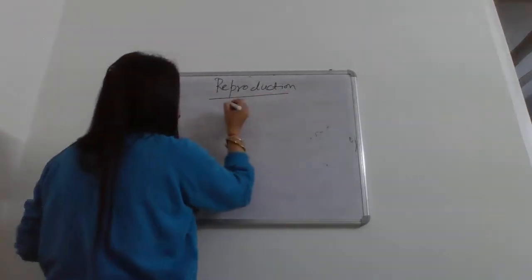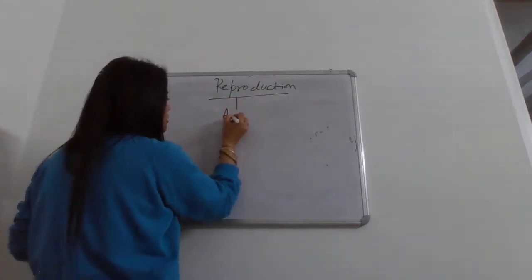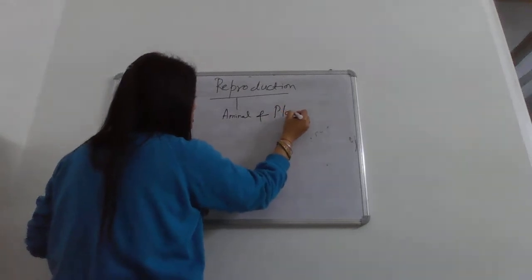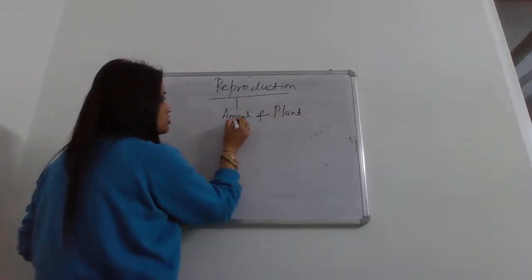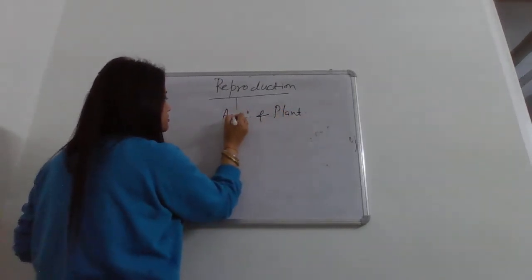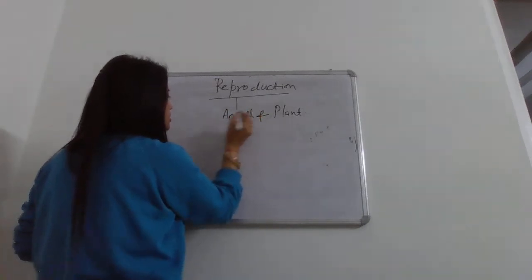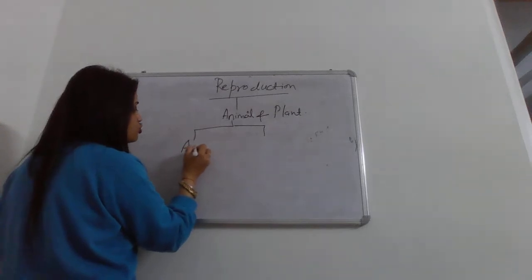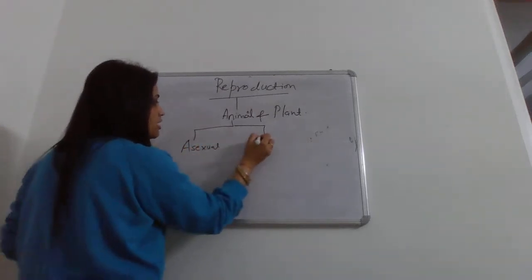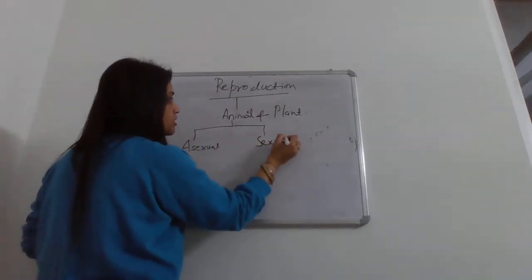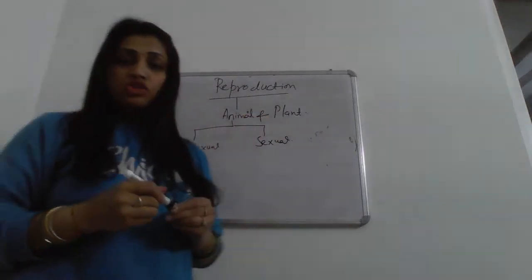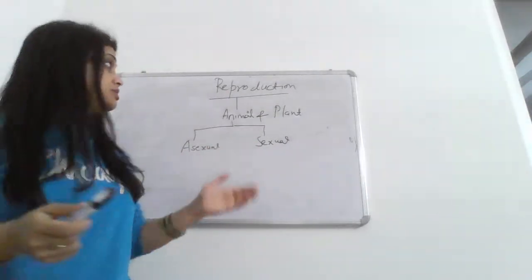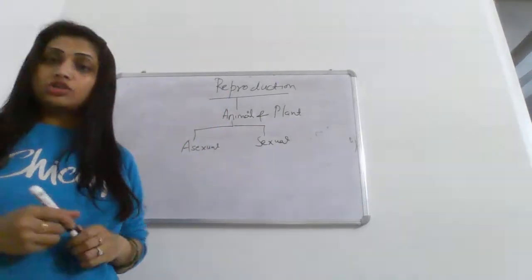In reproduction you have animal and plant reproduction. Today we are going to discuss only animal reproduction, which is having two parts, asexual and sexual. Plant reproduction is completely a different topic altogether, which we'll take up in our different classes. Let's discuss today about animal reproduction.